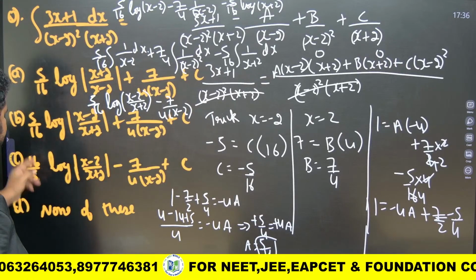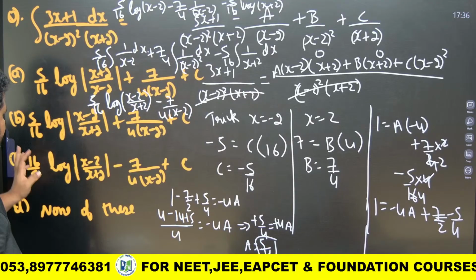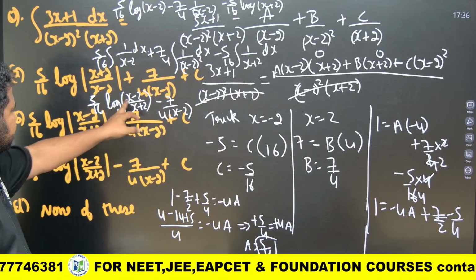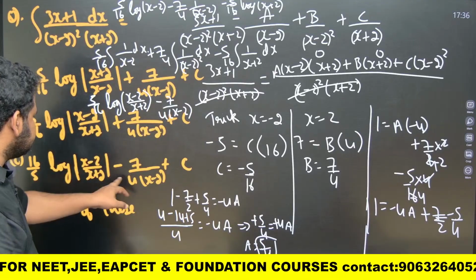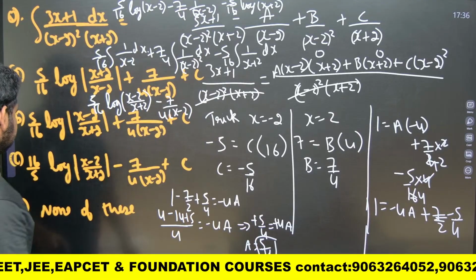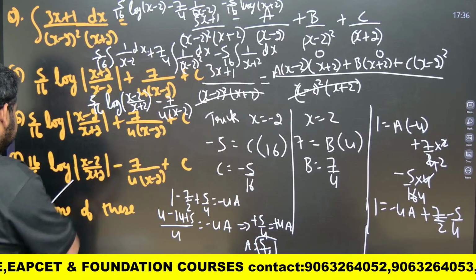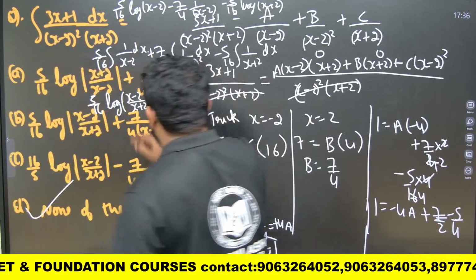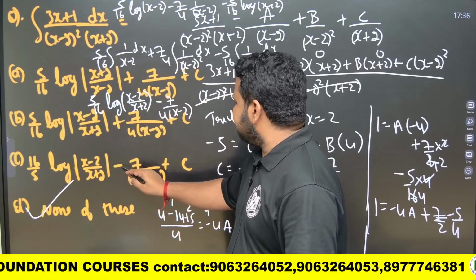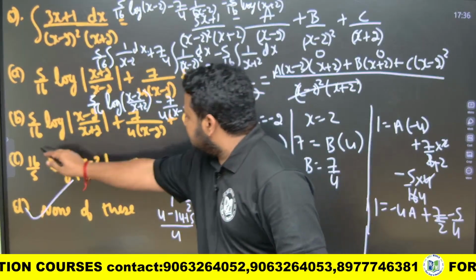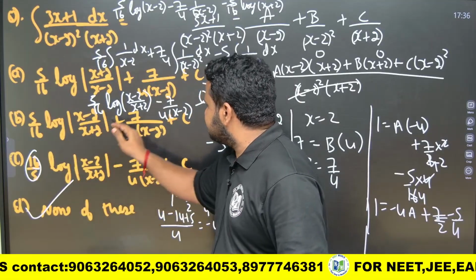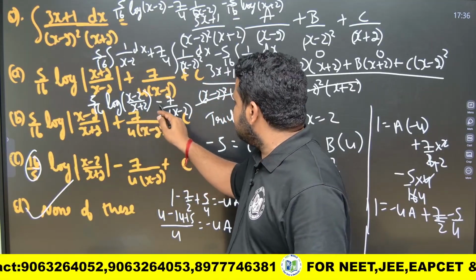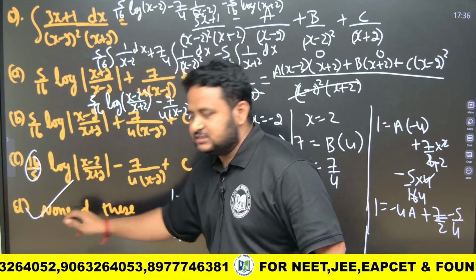5 by 16, what I should do? If I keep it, what will it become? 5 by 16 log of x minus 2 by x plus 2 minus 7 by 4 x minus 2, that is which option? That option is not there, that option is D. Here plus is there, here also plus is there, here minus is there, no problem, but this value is wrong, this value should be 5 by 16. The correct answer is 5 by 16 log of x minus 2 by x plus 2 minus 7 by 4 x minus 2, that is none of these.